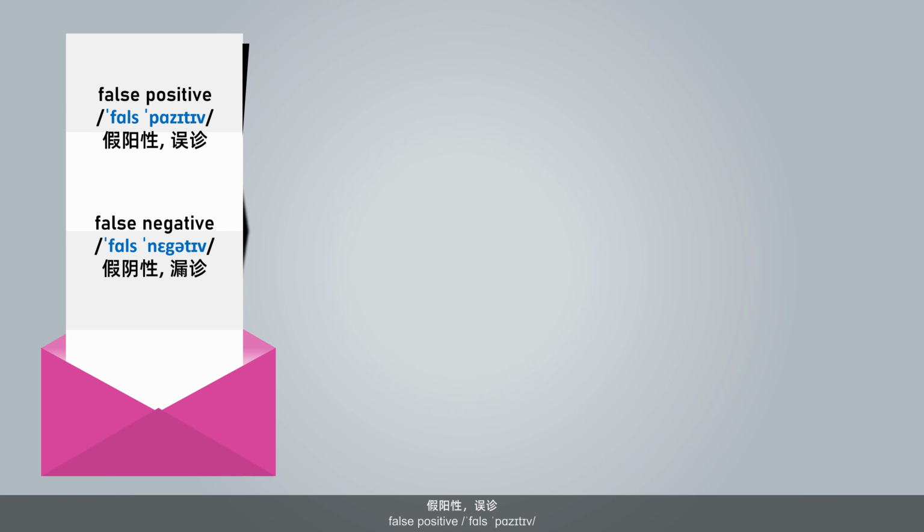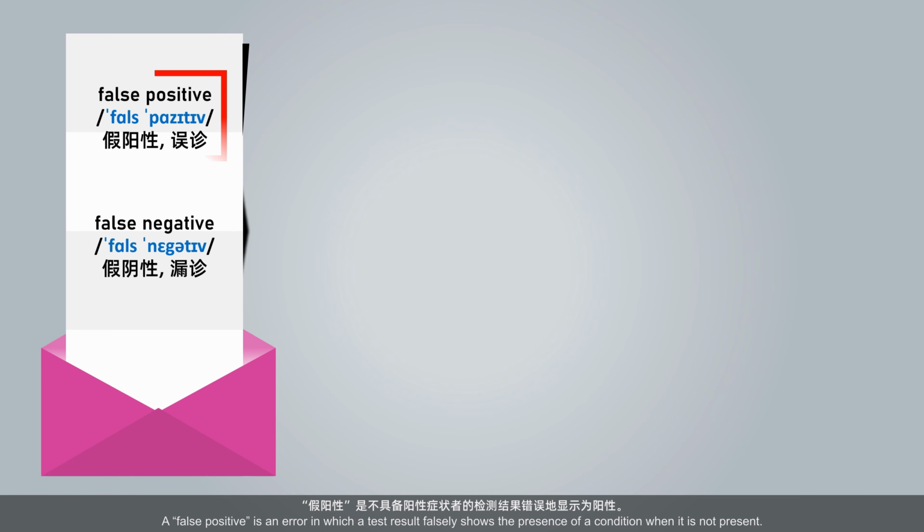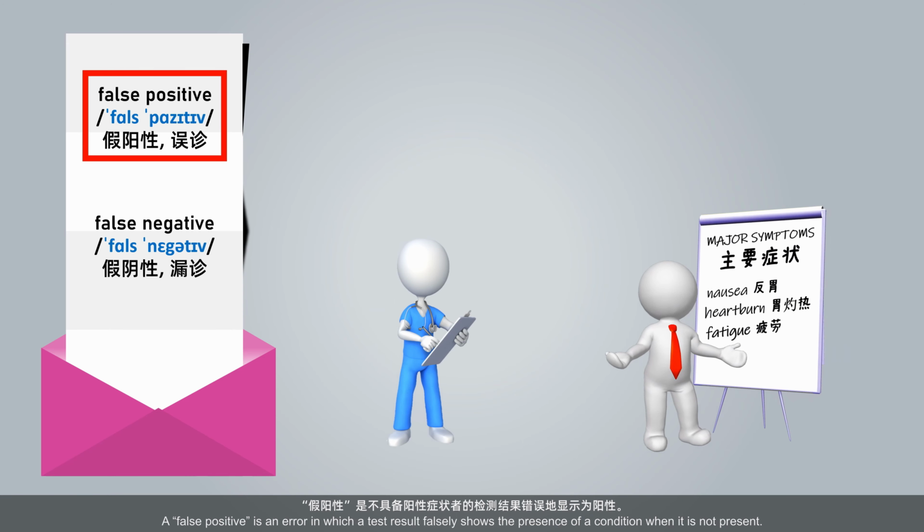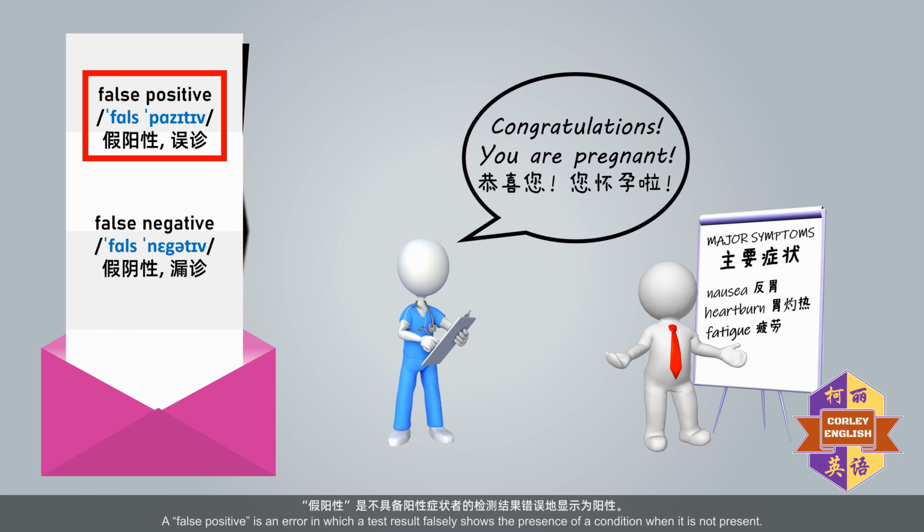False positive, false negative. A false positive is an error in which a test falsely shows the presence of a condition when it is not present.